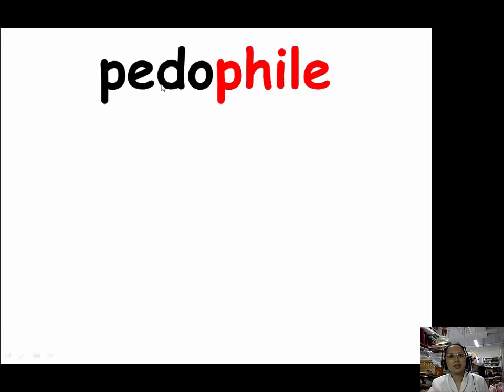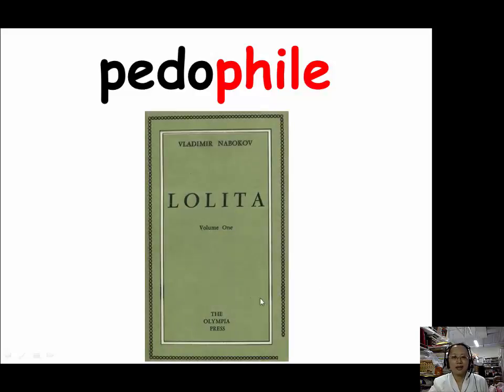And well, I think the most famous pedophile is the main character in Lolita. He is attracted to his stepdaughter. Her name is Lolita, and Lolita has been used in Japan to describe little girls, prepubescent girls.